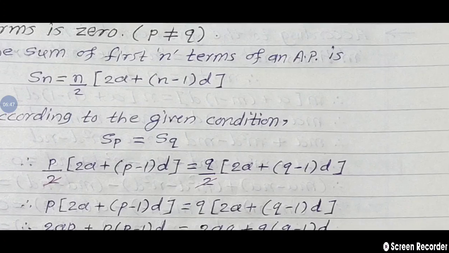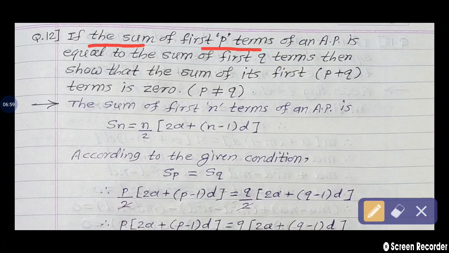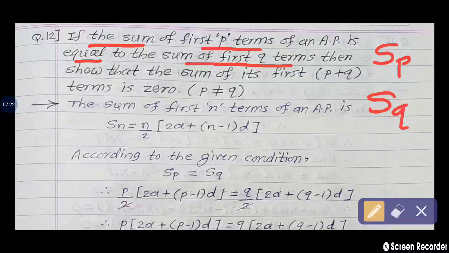Next, question number 12. Read the question first. If the sum of first p terms of an AP is equal to the sum of first q terms. So sum of first n terms we indicate as Sn, so sum of first p terms we indicate as Sp, that is equal to sum of first q terms, nothing but Sq. This Sp and Sq, both these are equal. That is given in the question.